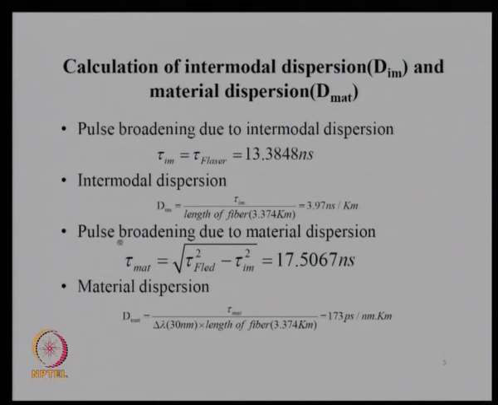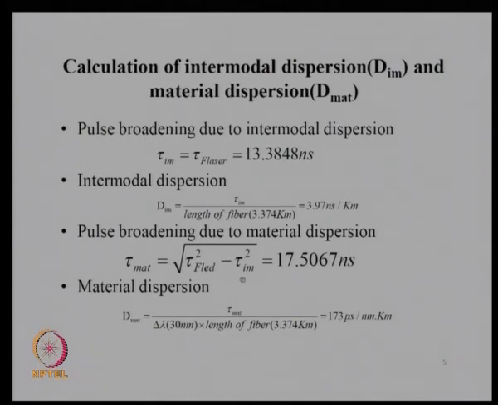Now to calculate the pulse broadening due to material dispersion, we subtract the effect of intermodal dispersion from the total fiber rise time for LED source, which is done in this equation. So we get the pulse broadening due to material dispersion as 17.5 nanoseconds.